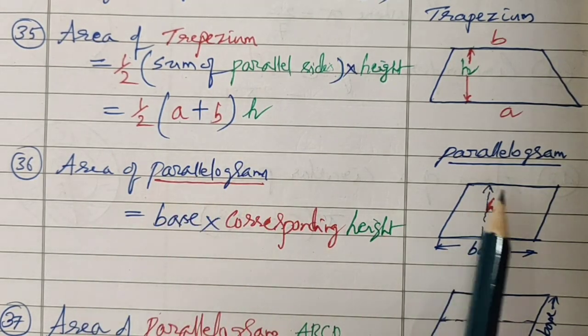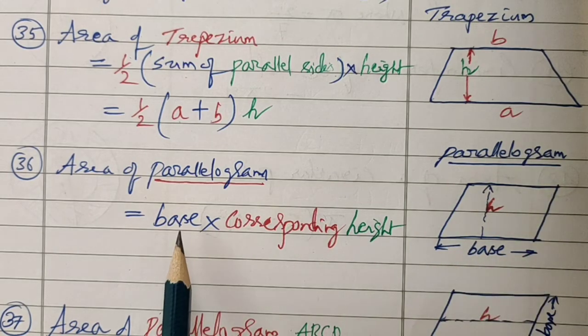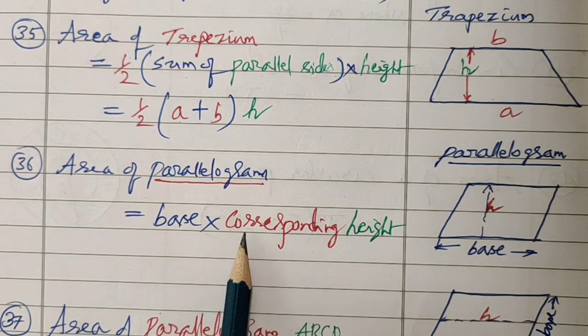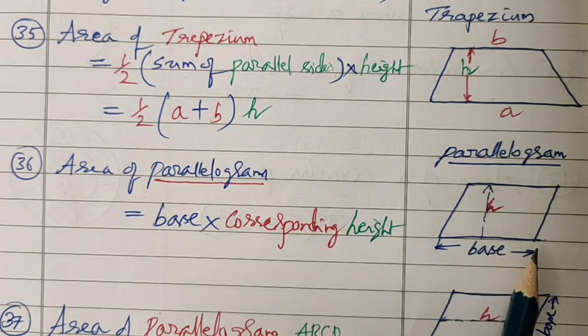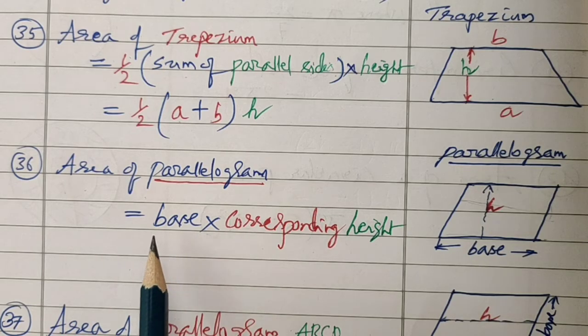Area of a parallelogram is equal to base into corresponding height. If you take this as a base, then you have to take this as height. If you take this as base, then you have to take this as height.